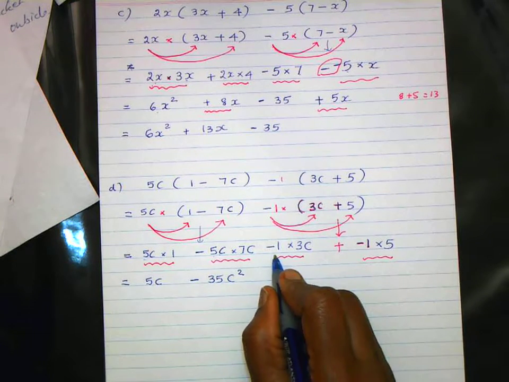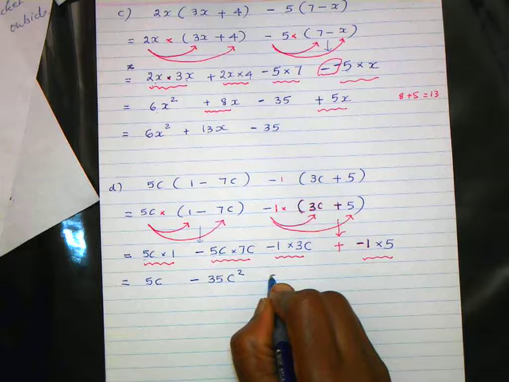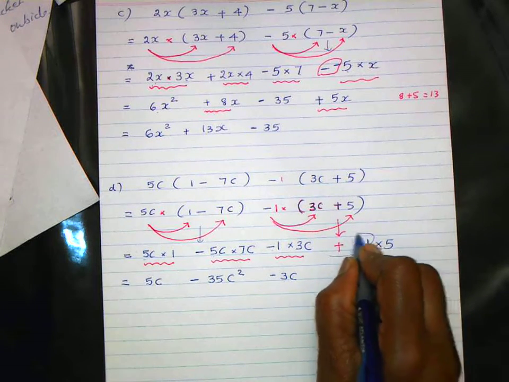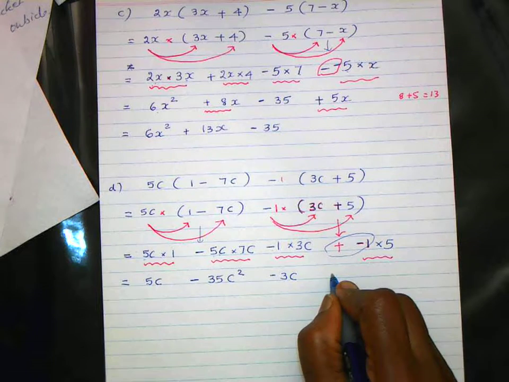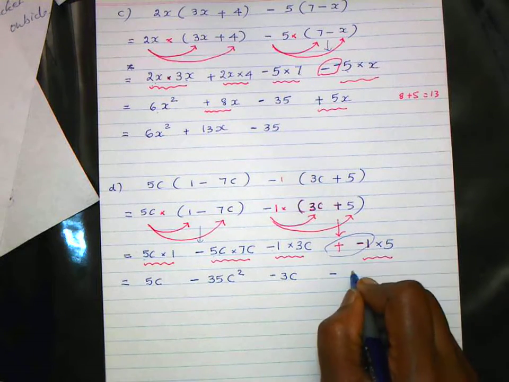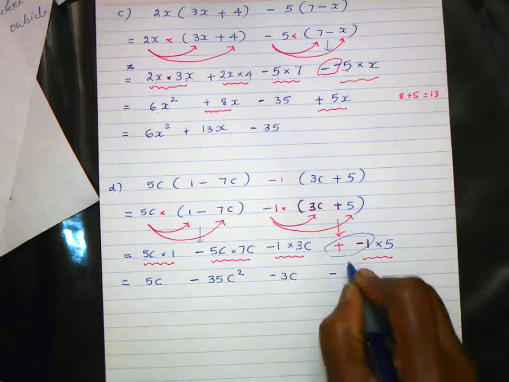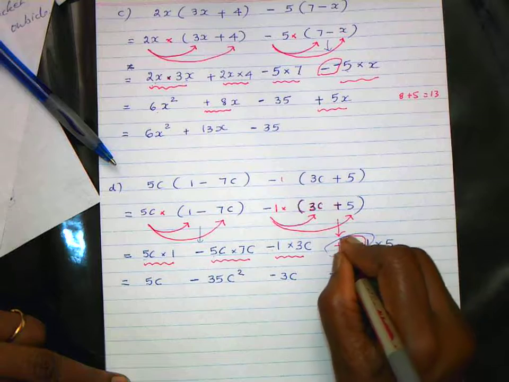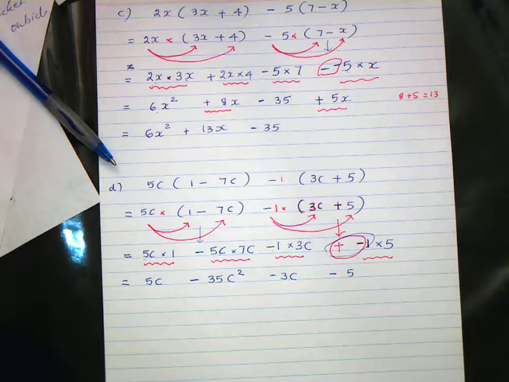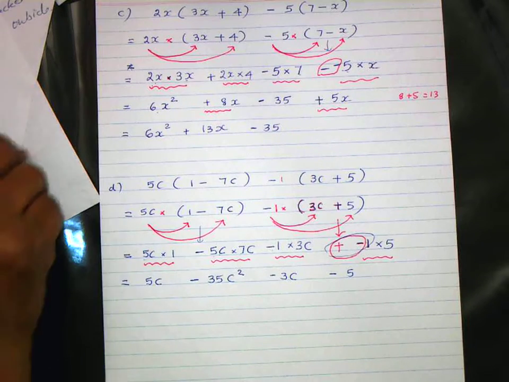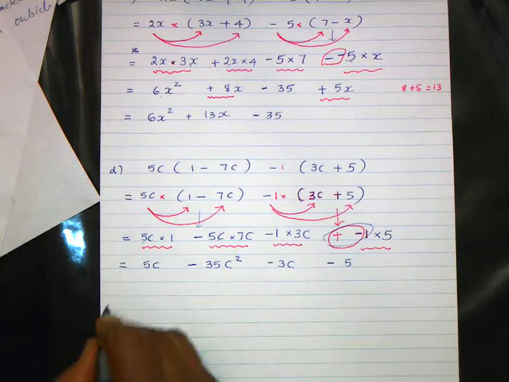then minus 1 times 3, minus 3, and then c. Here when you notice, plus and minus makes the number minus, and 1 times 5, which is 5. The sign is like this, plus times minus is minus. So now you have to see whether any like terms are to be grouped.